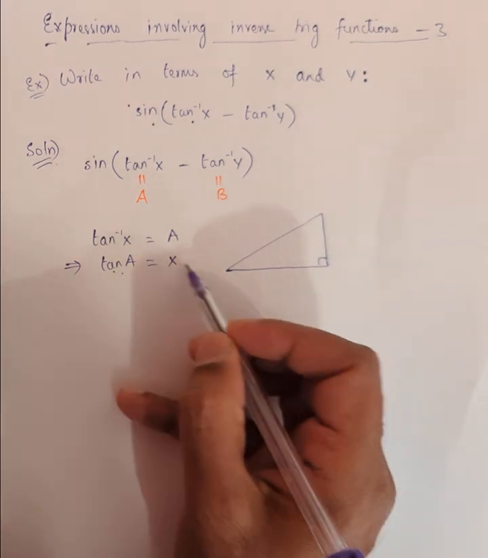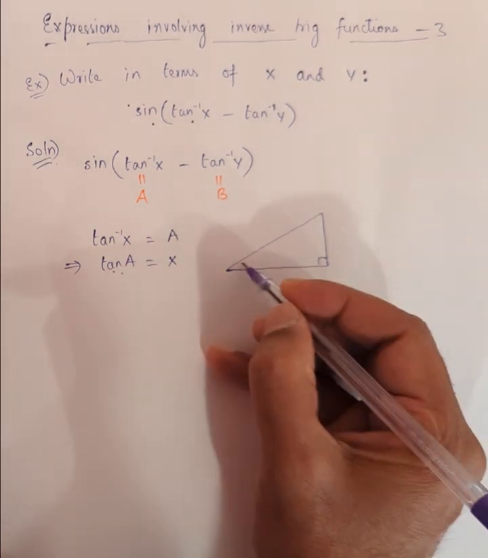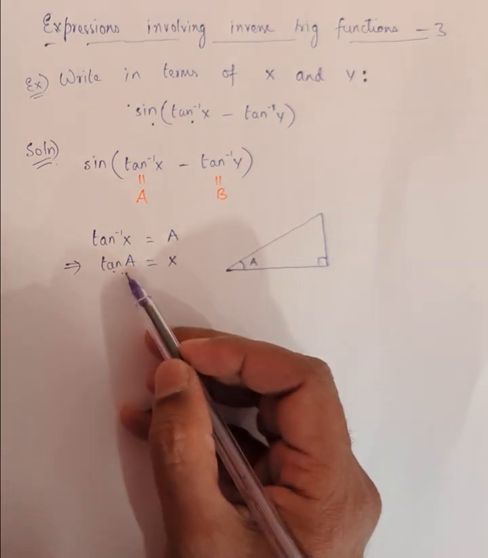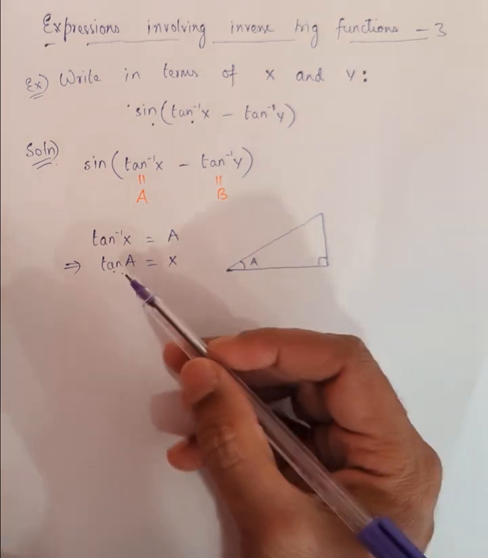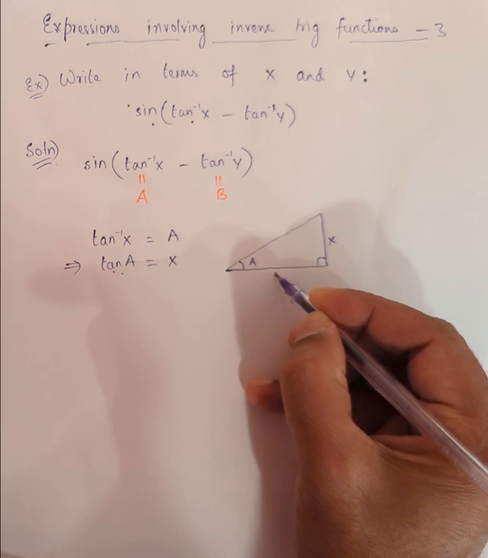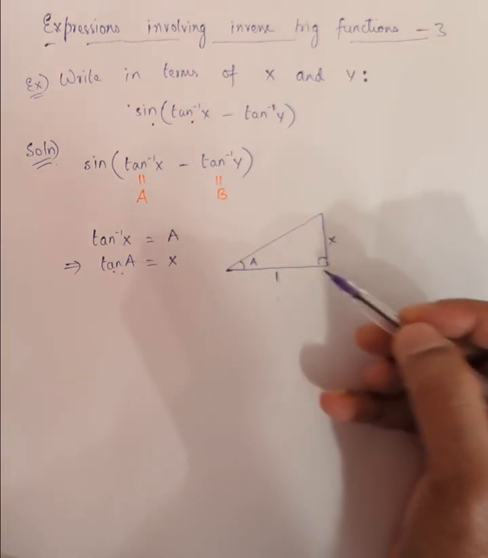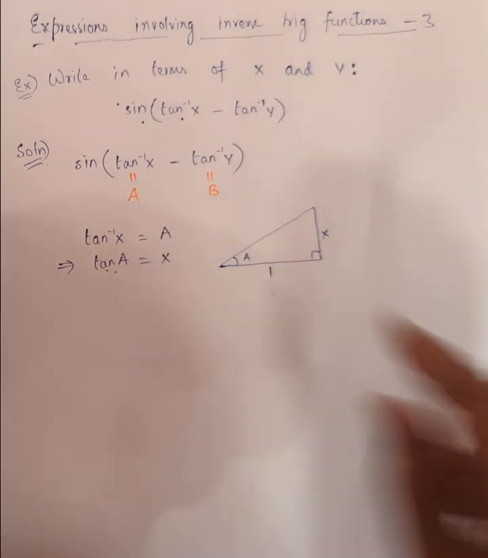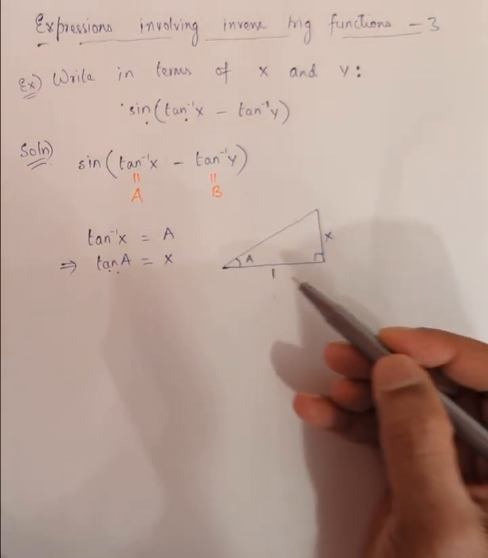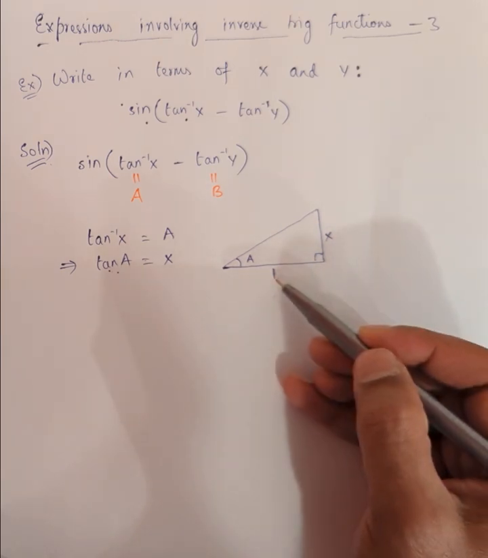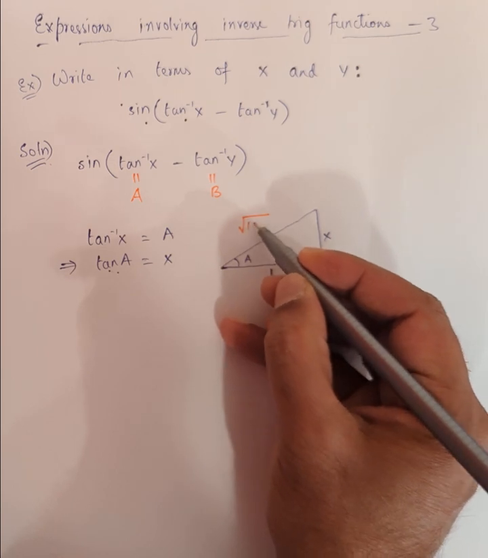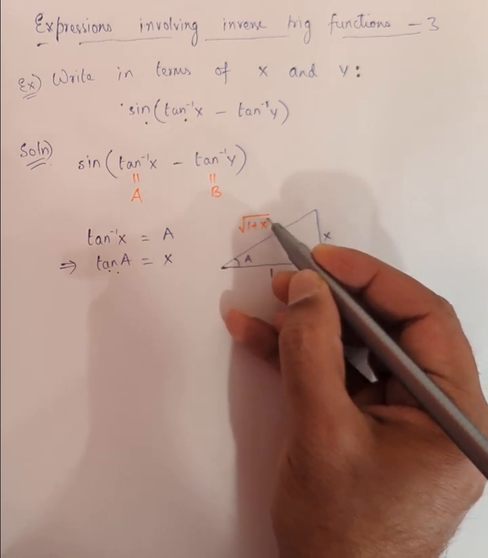And we want to use this information, tan a equals x. So let's call this acute angle a. And tan a is opposite over adjacent. So if tan a equals x, that means opposite is x and the adjacent is 1, because x is the same as x over 1. Now we will have to figure out the third side, which is the hypotenuse. We can use the Pythagorean theorem. You square the legs and add them. So 1 plus x square is what you get when you add. So the hypotenuse would be square root of 1 plus x square.